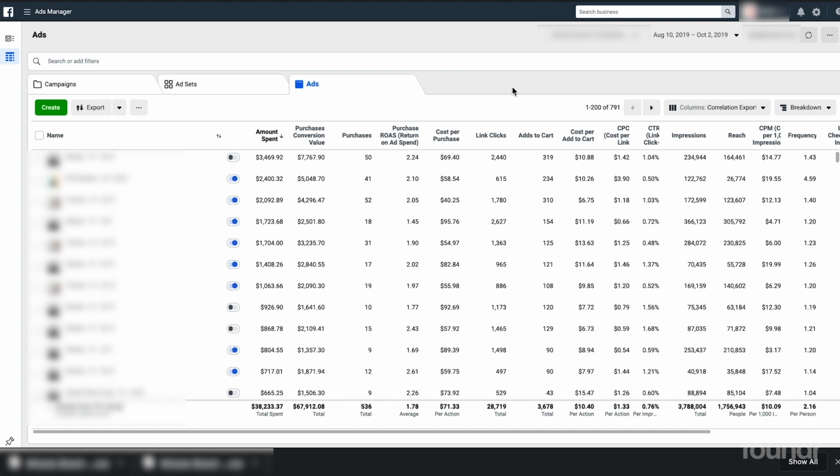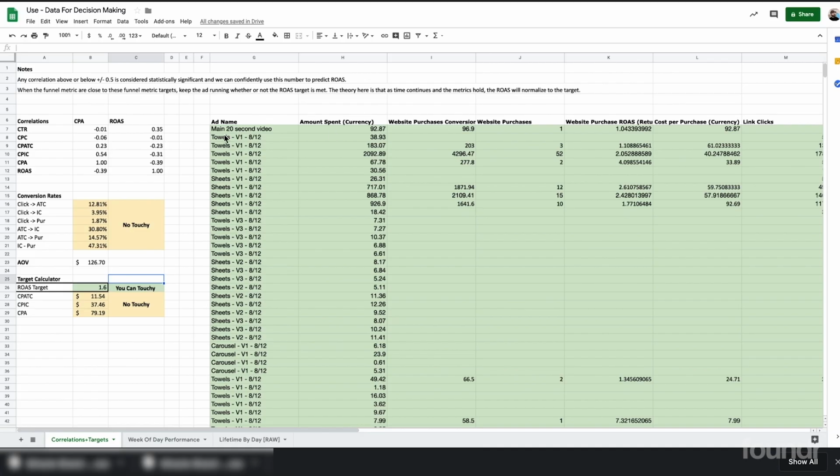The further we get into this, when we started talking about prospecting, I'll give you a little bit of a framework for you to understand how many dollars you should spend at the prospecting level. So back to our document, and see, a correlation of 0.5 is whether it's significant enough to make a decision or not make a decision.